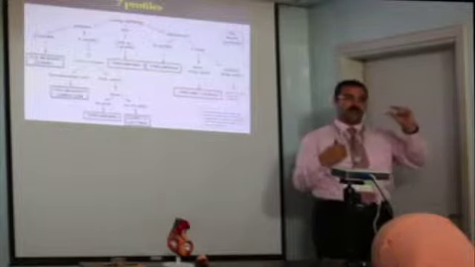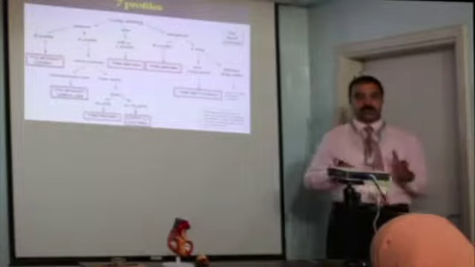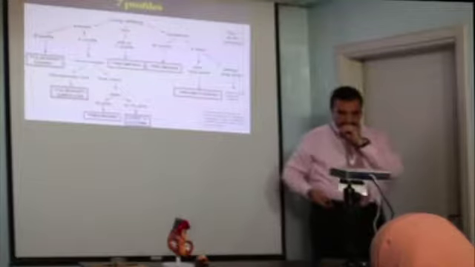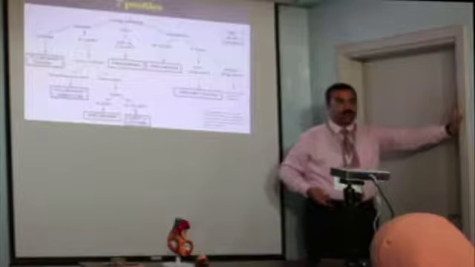If you find a very small E prime, that's grade 2 diastolic dysfunction. We see that with our eyes. Okay? Happy with the protocol?